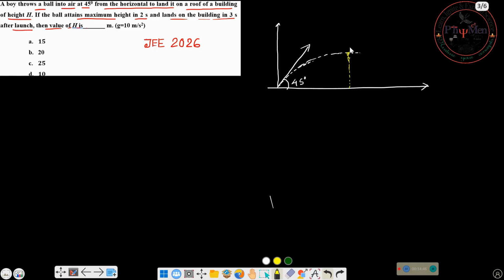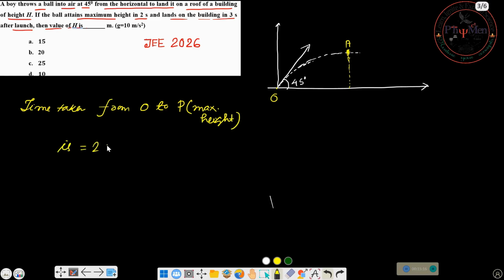यहाँ तक पहुंचने के लिए इसको कितना टाइम चाहिए, 2 सेकेंड. That means if this is my point O and this is the point A, which is the maximum height point, then the time taken from O to the maximum height point is equal to 2 seconds.